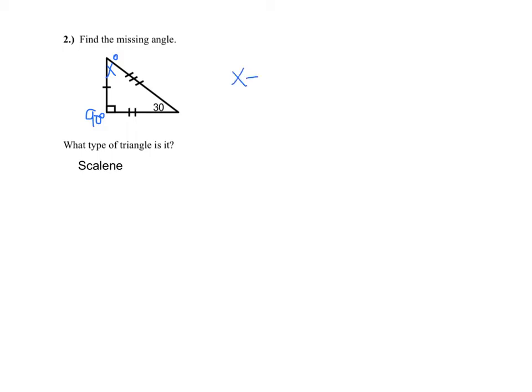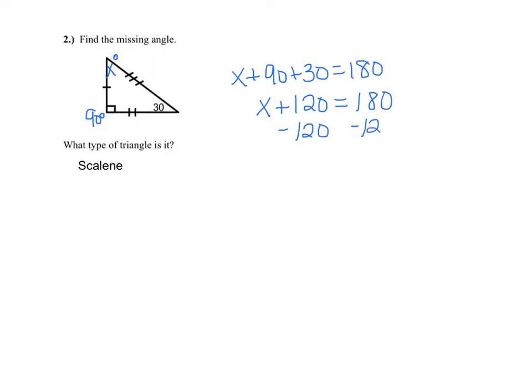Let's set up our equation: x plus 90 plus 30 equals 180. Combine our like terms: 90 plus 30 equals 120. We want to get x by itself, so we subtract 120 from both sides. The 120s cancel, and x equals 60 degrees. And that is your answer. So x is 60, and it's a scalene triangle. Let's do another example together.